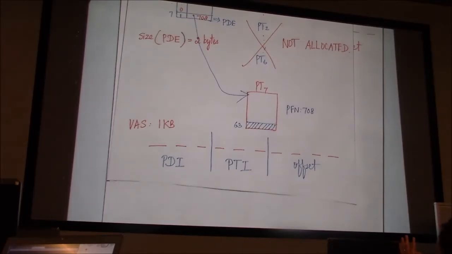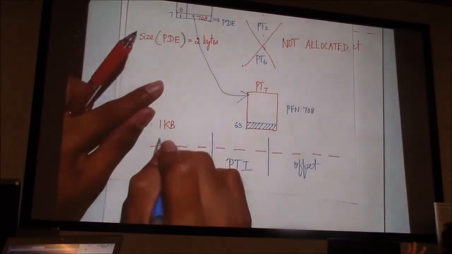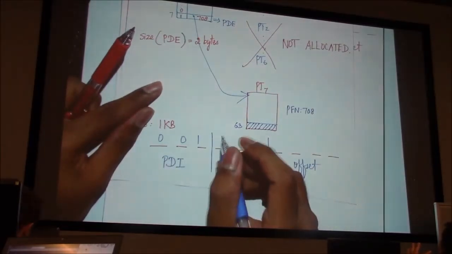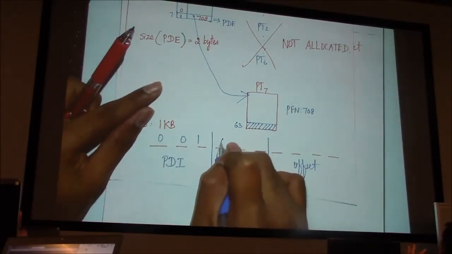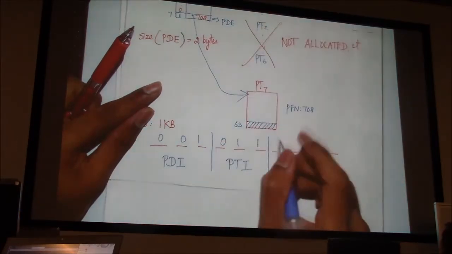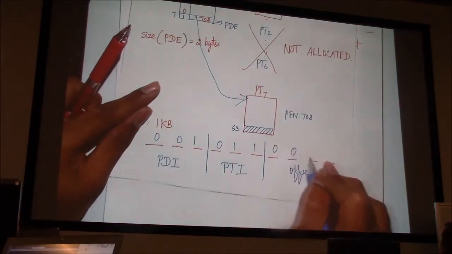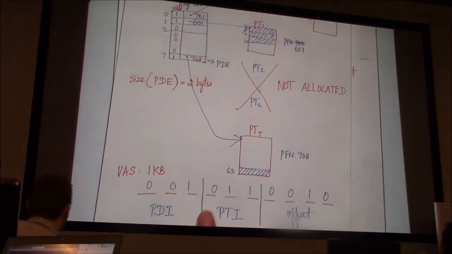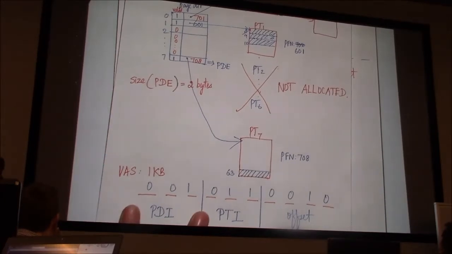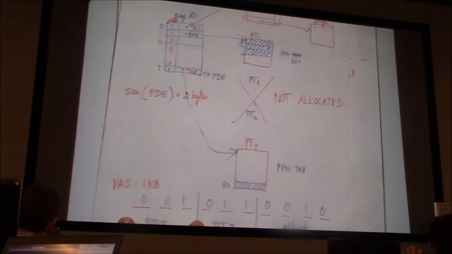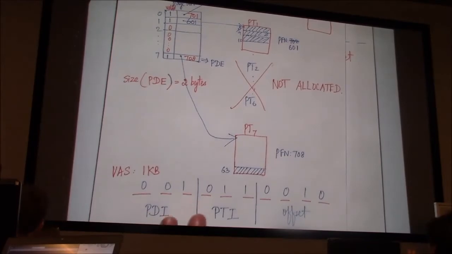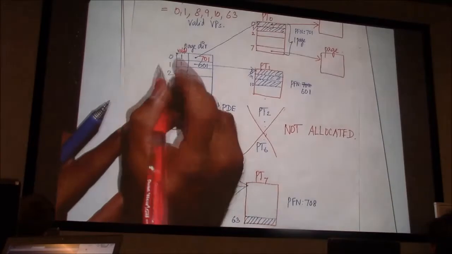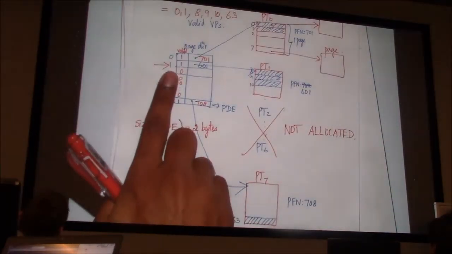So what this means is, if you have an address like 001, then 011, and let's assume 0010, just think about where this address maps to. This address corresponds to a page directory index of 1, which is nothing but here. Page directory index 1 is here.